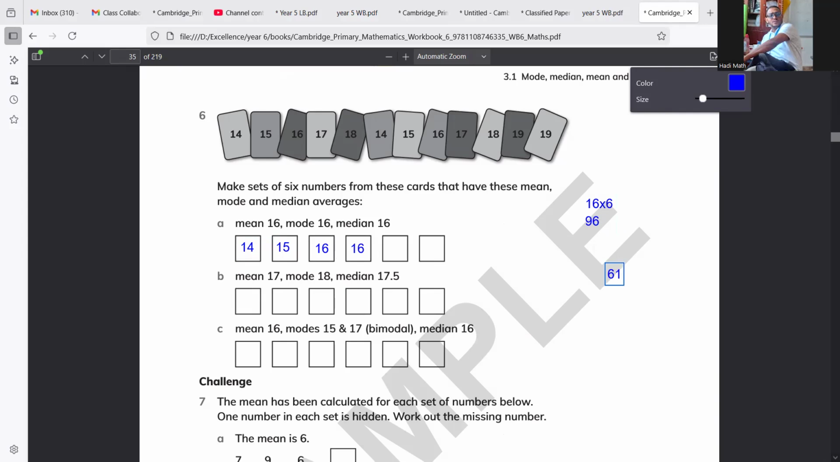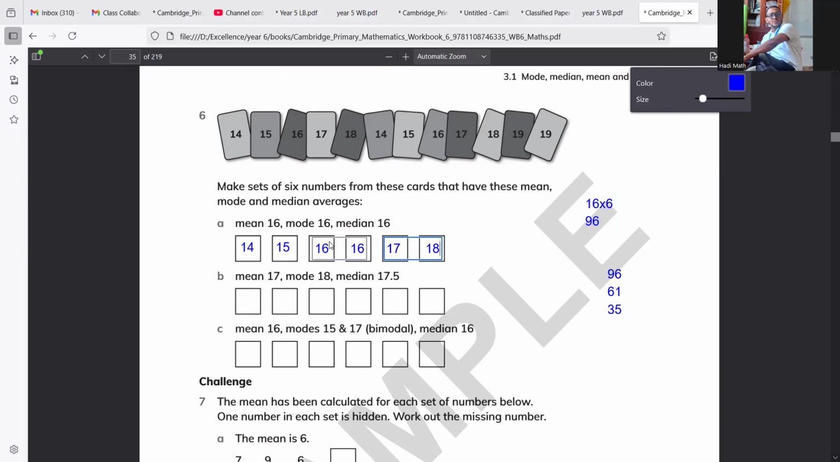Now all of them should be 96. Why should it be 96? Because 96 divided by 6 gives us 16, because the mean is equal to 16. That's why you say 96 minus 61 is equal to 35. Now you need two numbers that give you 35. We know 18 and 18 give us 36. So this one should be 17, and this one should be 18. So they give us 35.